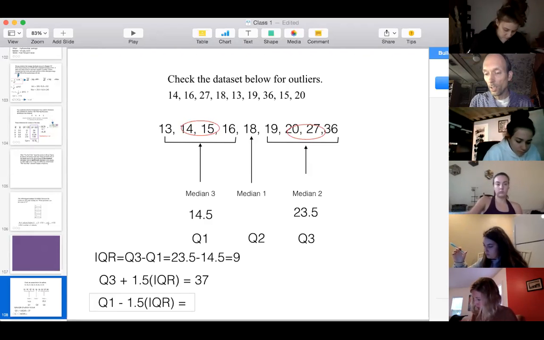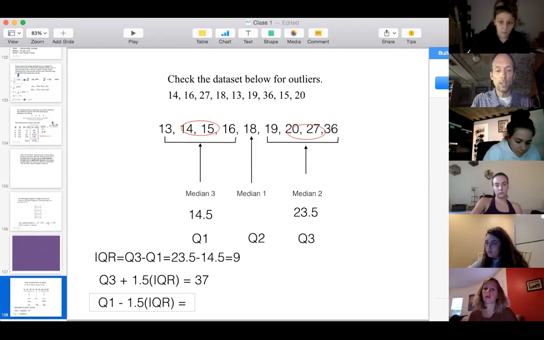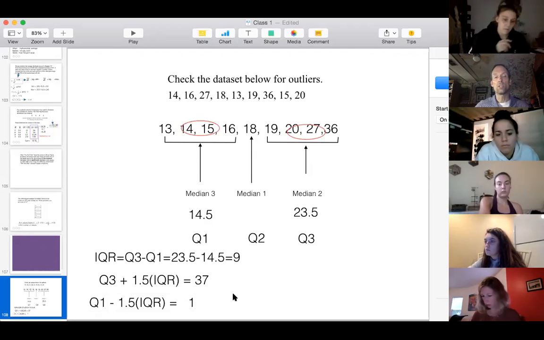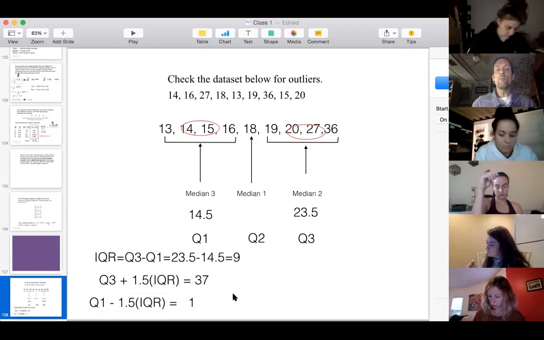Okay, I'm hearing, it looks like people are getting 1. Okay, a couple people are coming in. They're saying that's 1. Excellent. So now how do we use this stuff?